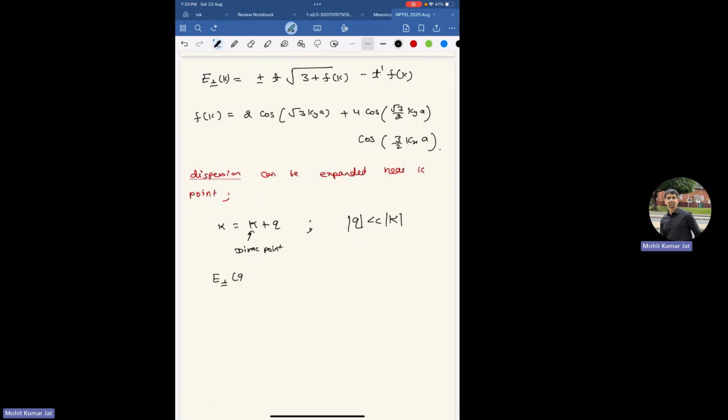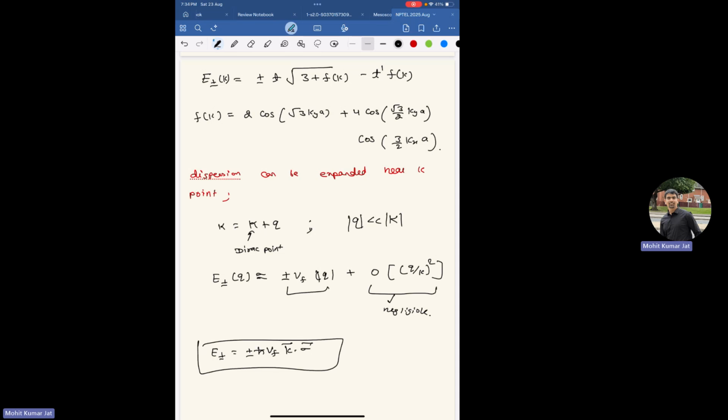E plus minus q is equal to plus minus v_F q, plus terms of the order of q by K squared, but this term is negligible. And if you see this one, so E plus minus is h bar v_F, you can write h bar v_F k dot sigma plus minus.